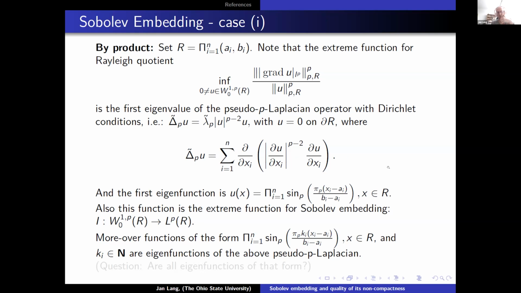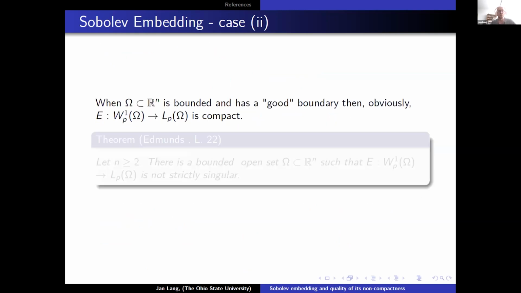Of course, we solved this, but there was one question left. We do not know if all eigenfunctions for pseudo p-Laplacian eigenvalue problems are of this form only. Which means if there's any smart or curious graduate student looking for a project to do, this could be quite an interesting project. We did this on an unbounded region. Now we move on to the situation when the boundary is not nice.